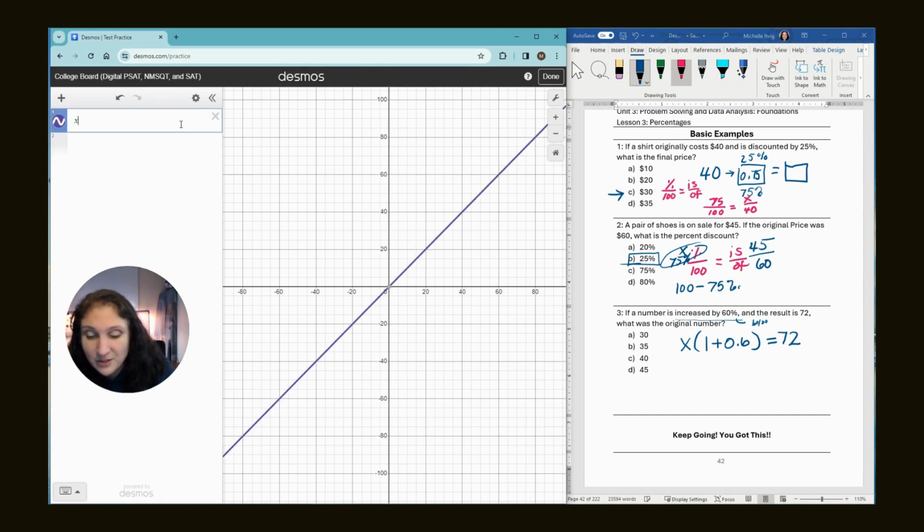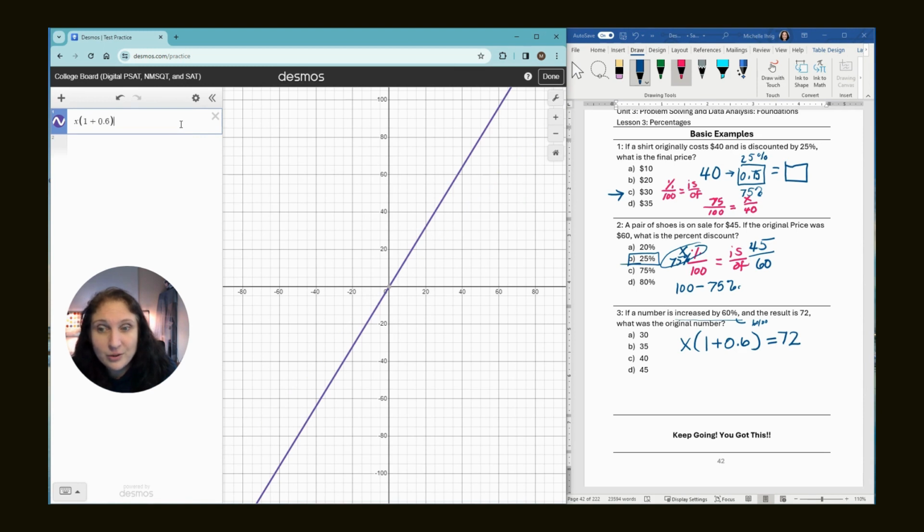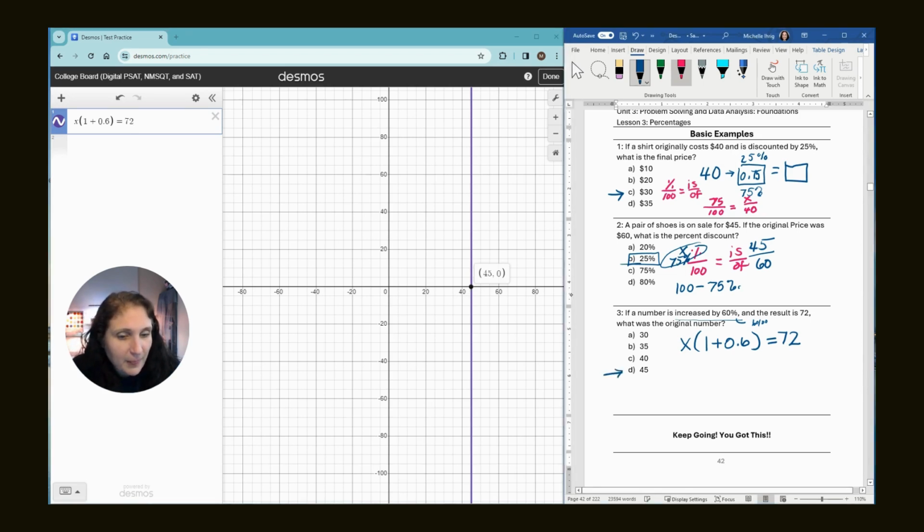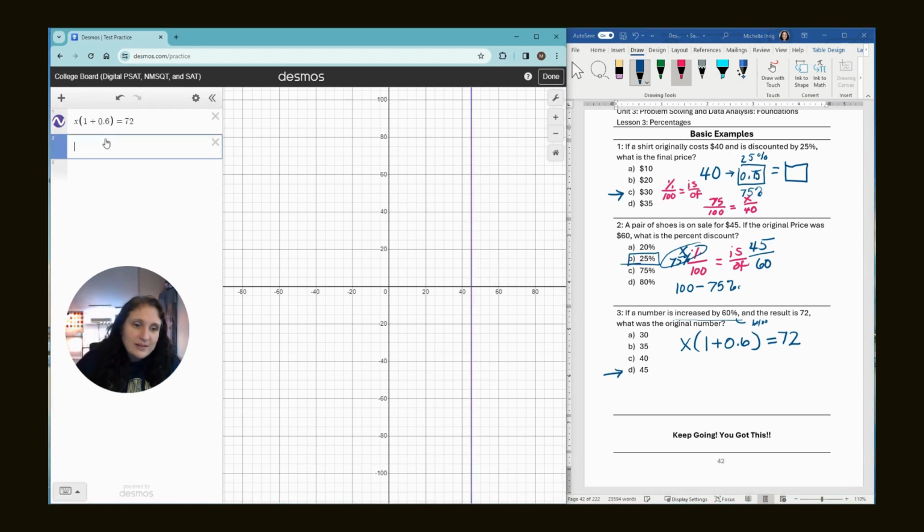Like when we do exponential functions, we're going to type it just like that when we do exponential growth and decay. Equals 72. Here's my number. My original number is 45. And you could even test it out. What's 45 times 1.6? And you would get 72.